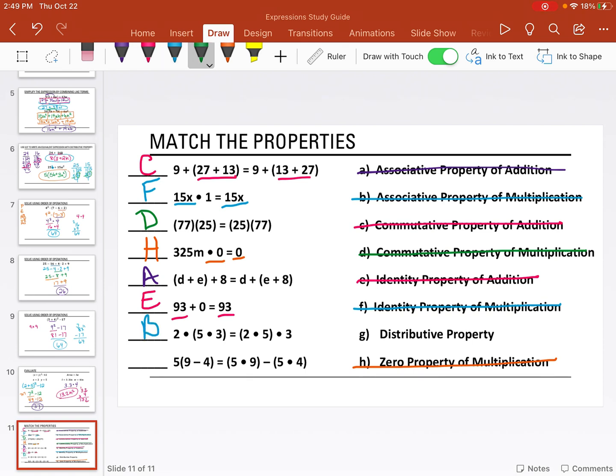And our last one is distributive, because look, 5 times 9, 5 times 4, it was subtraction there, it's subtraction here. This is G, distributive property.